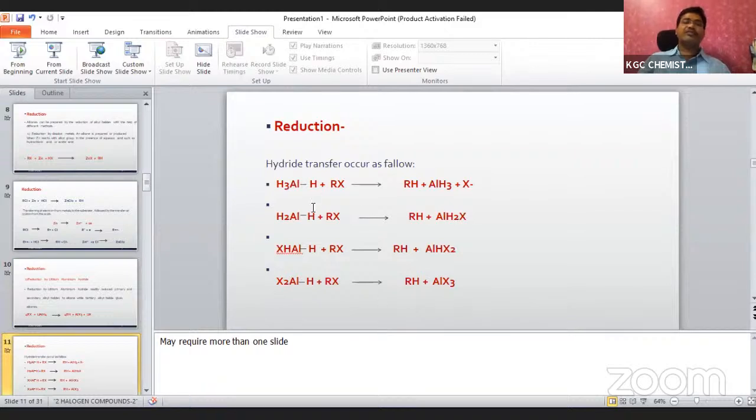Now another example. This is the lithium aluminum hydride. Hydrogen is transferred to the alkyl halide to give alkane, and you get AlH3. What you have to remember here is that 1 mole of lithium aluminum hydride can reduce 4 moles of alkyl halide. That's why you get these 4 molecules.